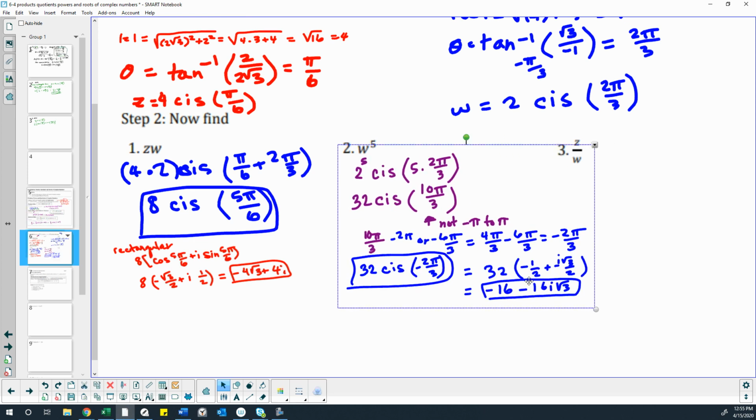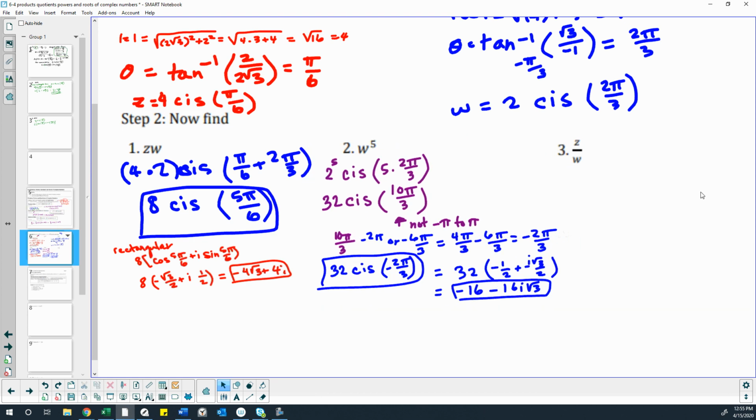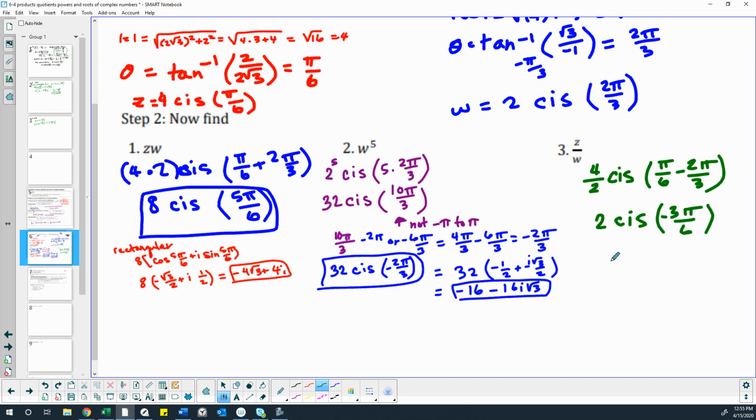Okay, we're doing z divided by w. So z divided by w means we're going to take 4 divided by 2, and that's cosine plus i sine of pi over 6 minus 2 pi over 3. So 4 divided by 2 is 2 times cosine plus i sine of, let's change this to 6, so that would be 4 pi over 6. So pi over 6 minus 4 pi over 6 would be negative 3 pi over 6. But that simplifies, yeah. So 2 times cosine plus i sine of negative pi over 2.